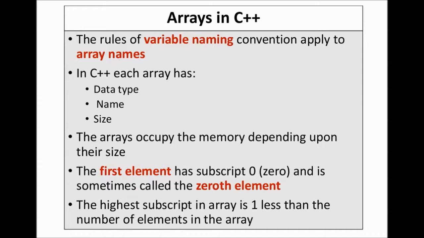The first element has subscript 0 and the index of the last element is length minus 1. The value of the index is written in brackets along with the name of the array. The highest subscript in an array is 1 less than the number of total elements in the array.